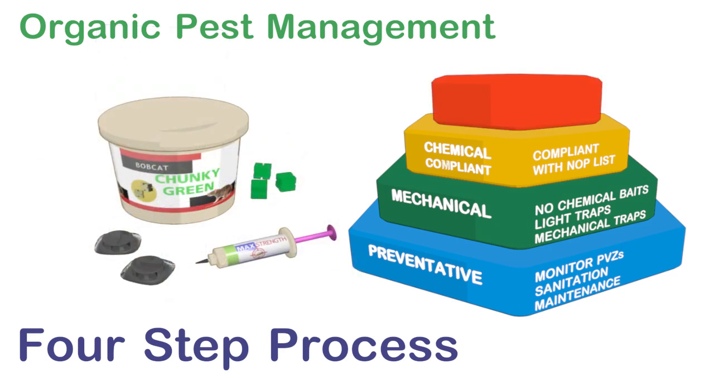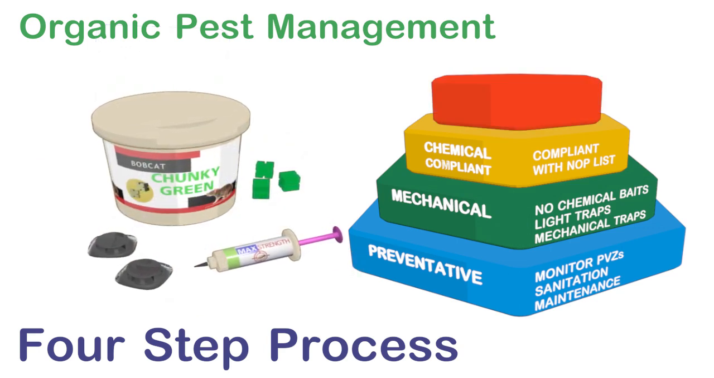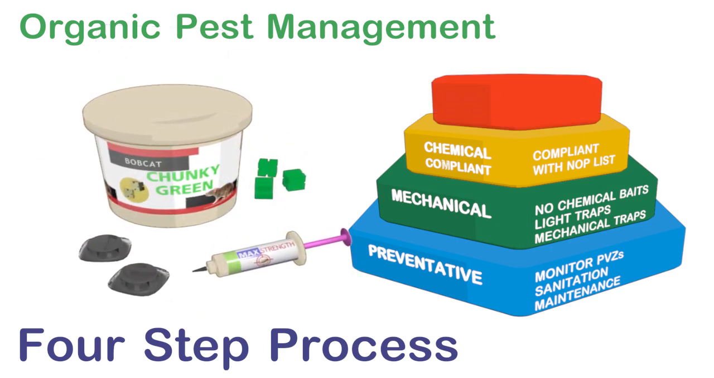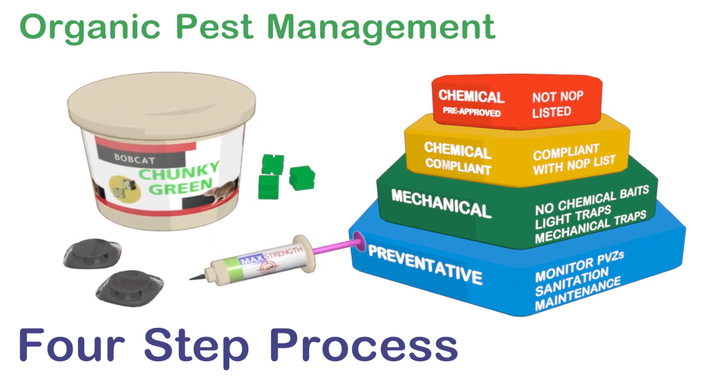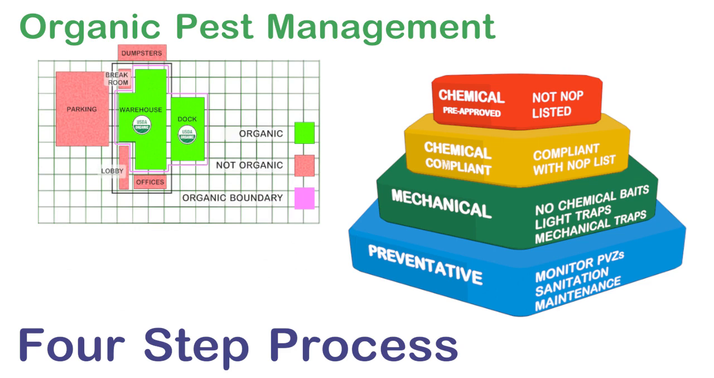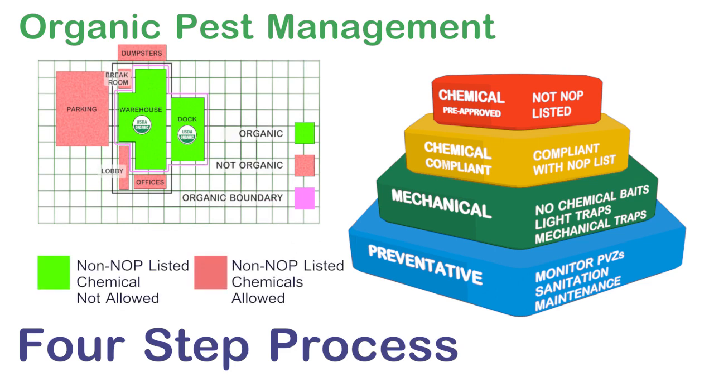If these fail, then pest management may venture into the use of chemicals and materials that are not on the NOP list, but are pre-approved by the organic certifying agency. Remember that other materials may be used according to label directions beyond the organic boundary.